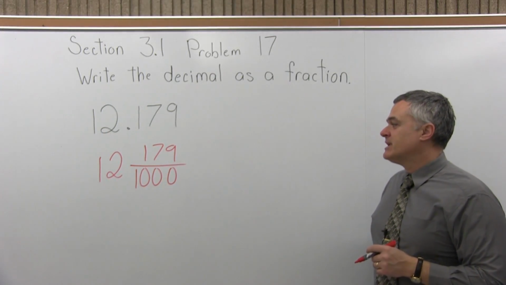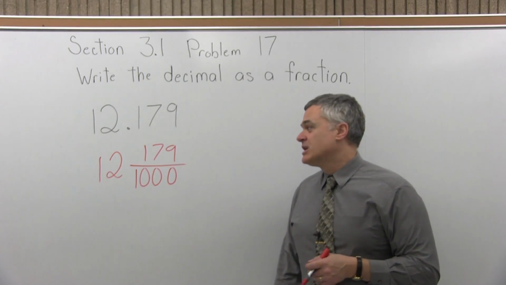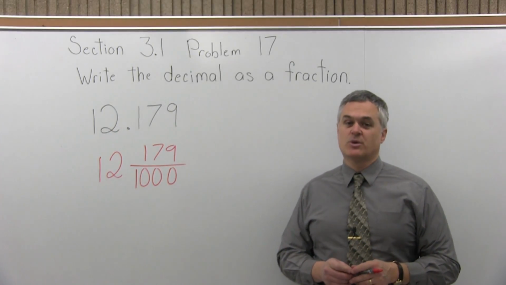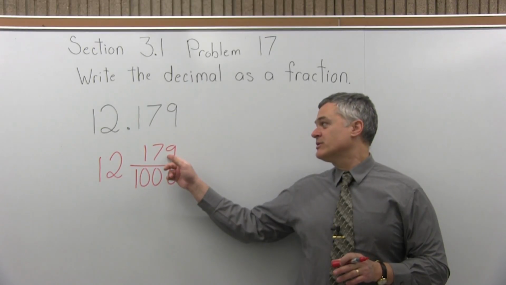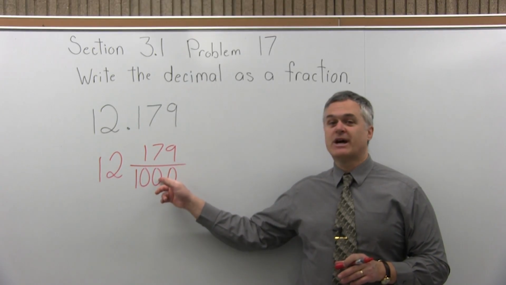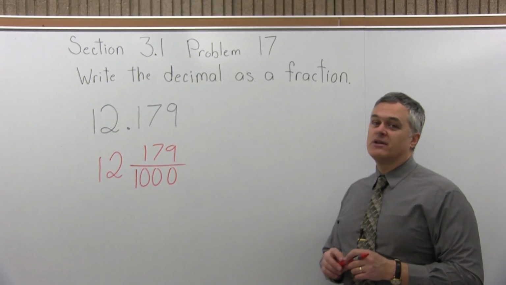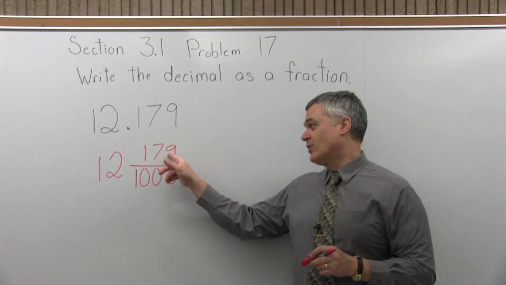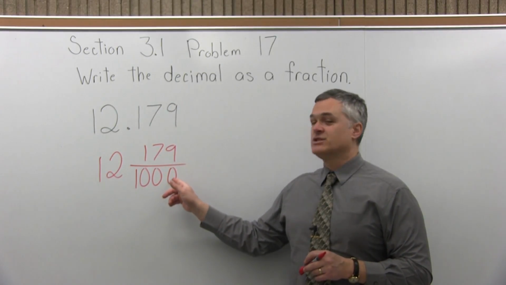And then step 4 is reduce the fraction if it's reducible. So my 179 over 1,000, can that be reduced? What I want to do is find any value I can that divides into both 179 and divides into 1,000 evenly, no remainder. And as you try a variety of different possibilities, you'll find that there is nothing that divides into both 179 and 1,000 evenly. So this fraction is not reducible.